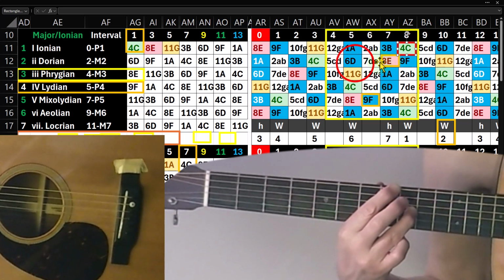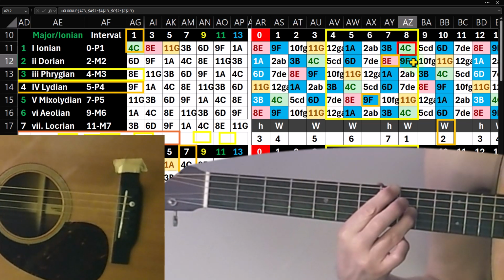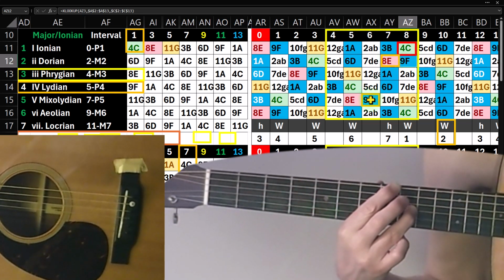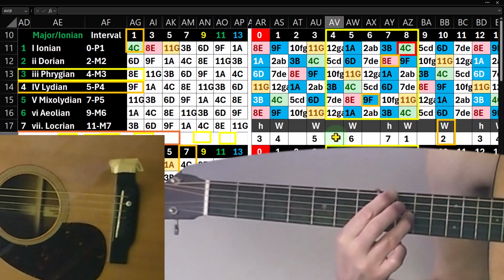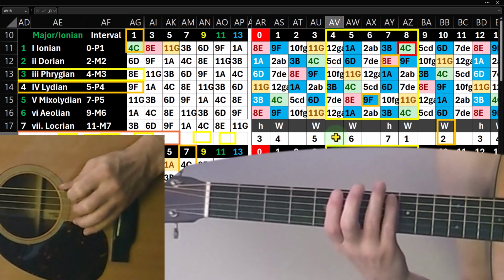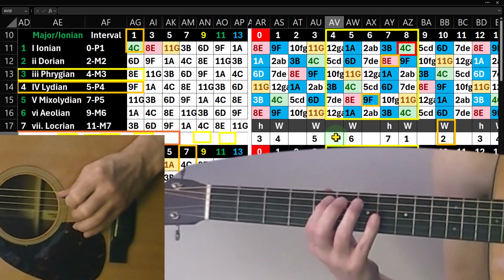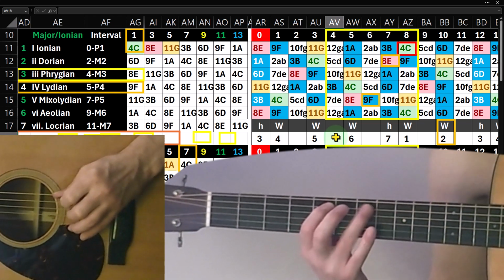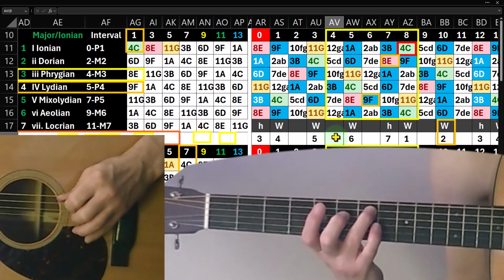I'm going to go from the first to the second in shape, second to the third in shape, but then instead of going to this fourth, I'm going to skip down to this string to that fourth and then move up along this fourth. So the first is going to be here. 1 to the 2 is a whole step, Ionian to Dorian. 2 to the 3 is a whole step, Dorian to the Phrygian.